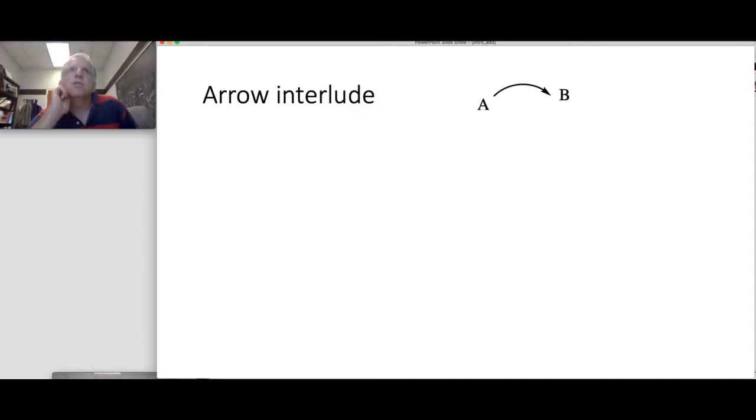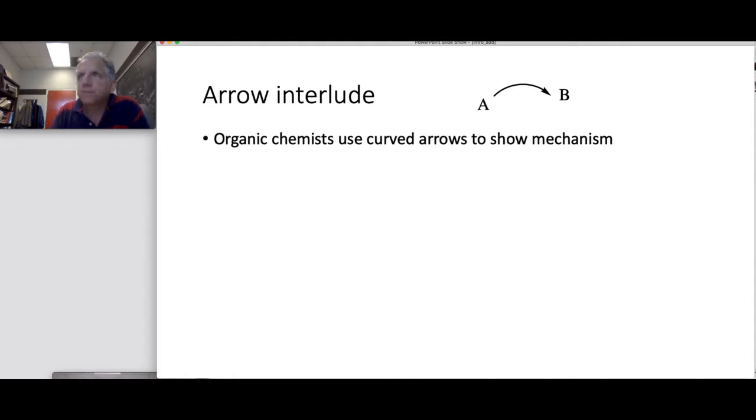First, we're going to introduce this arrow notation. This is something that is, I'm going to go with the word peculiar, or you could say unique, to organic chemists, but it is definitely something that we use. This is a little curved arrow. We use them a lot. We use them to illustrate mechanisms.